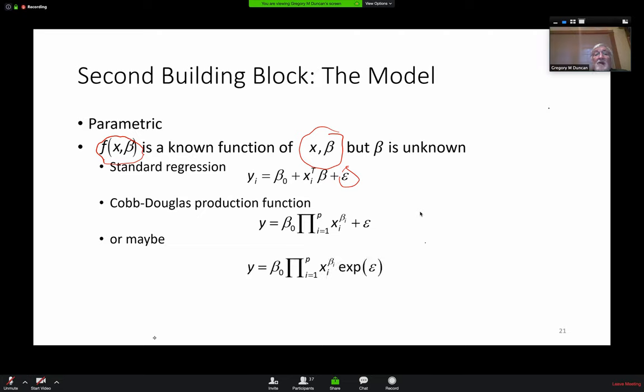Or maybe you could have something like that. The reason I write that is it turns out if you take the logarithm of both sides of that, you can convert it into a linear regression. In the previous one, you cannot. Why? Because log of something plus something else is not a log, it is a sum of logs.